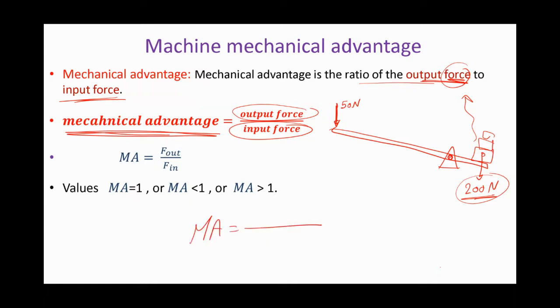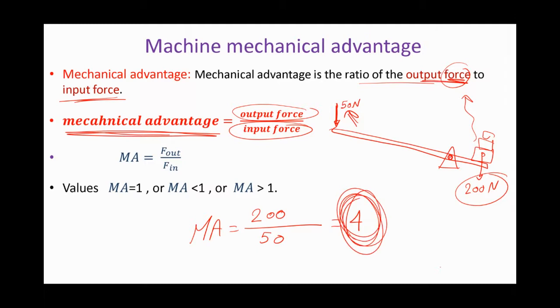What is the input force? It is the force you apply. This is called the input force. And what is the output force? Output force is the result. What do you need? I need to lift a weight. So this is the output force. So I will divide the output force over the input force, gives you 4. 4 what? 4 times. So this machine increases the force 4 times.